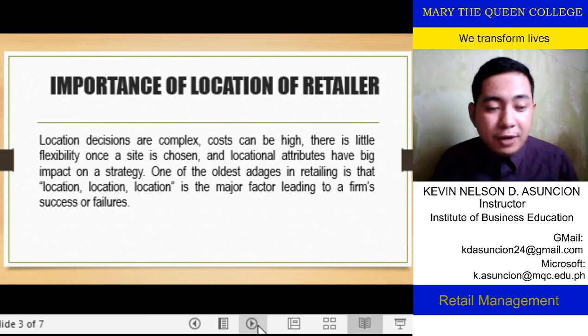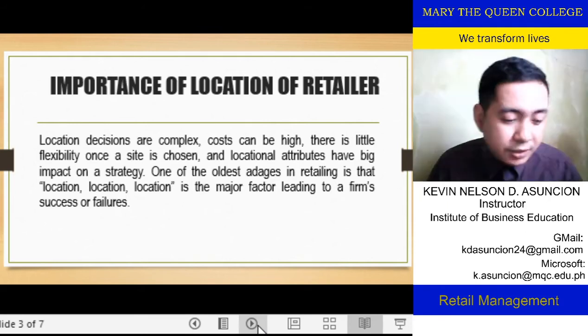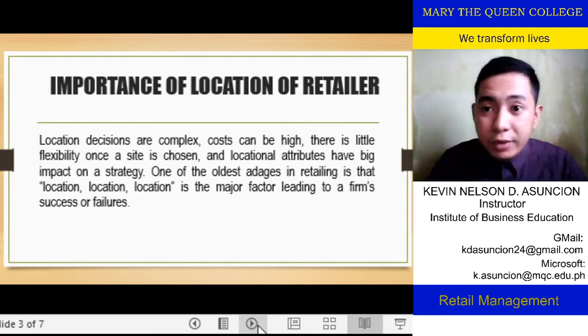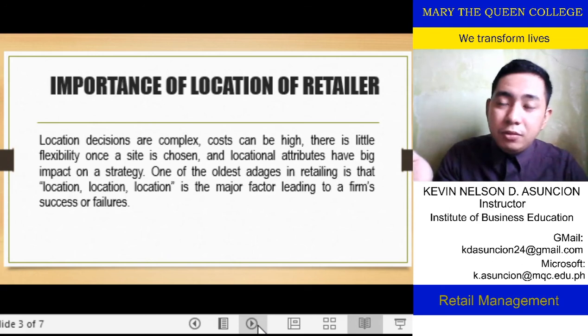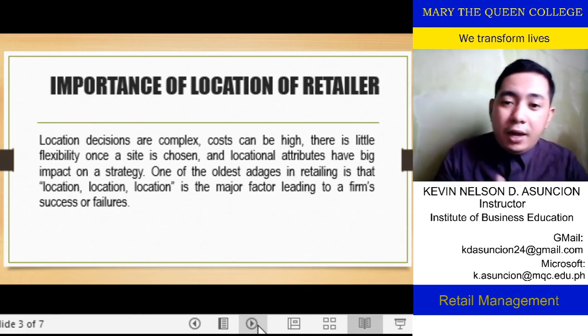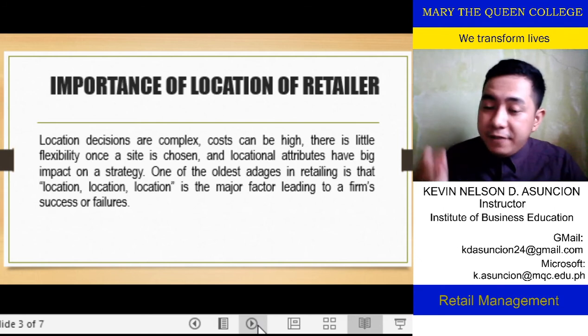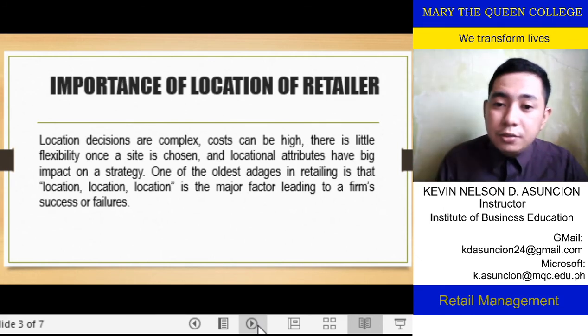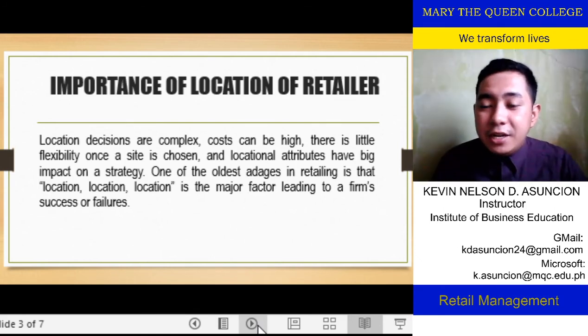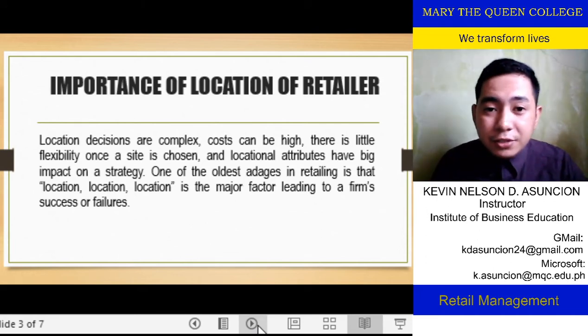Except if you have some other strategies, such as ambulant vending, or what we call retailer wheels, those who travel around to sell. Locational attributes have a big impact on a strategy, particularly the convenience and availability of the products. So it's one of the oldest adages in retailing, it focuses on the location.